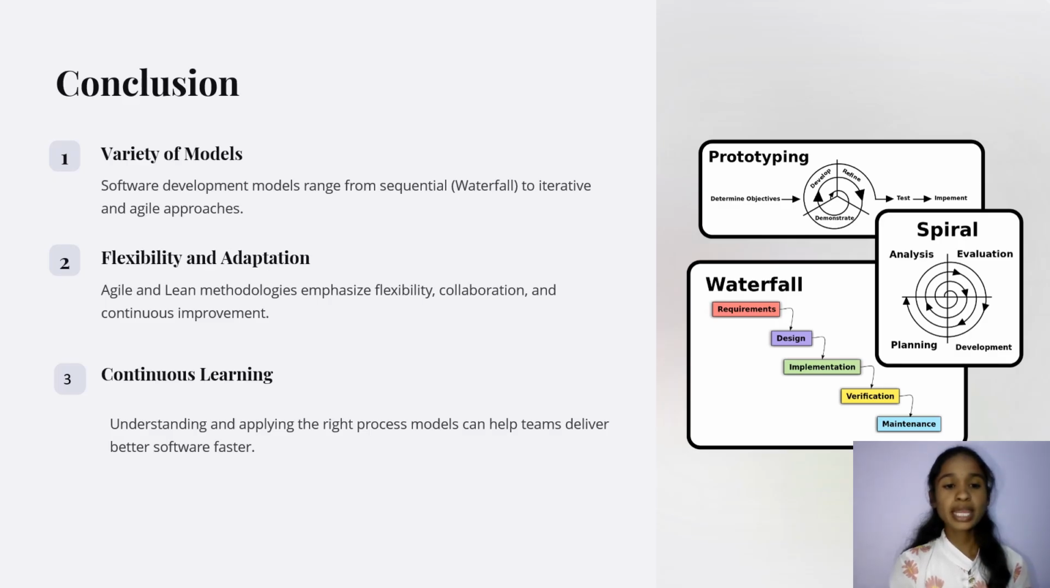Conclusion. Variety of models: software development models range from waterfall to iterative and agile approaches. Flexibility and adaptation: Agile and lean methodologies embrace flexibility, collaboration, and continuous improvement. Continuous learning: understanding and applying the right process models can help teams deliver better software faster.